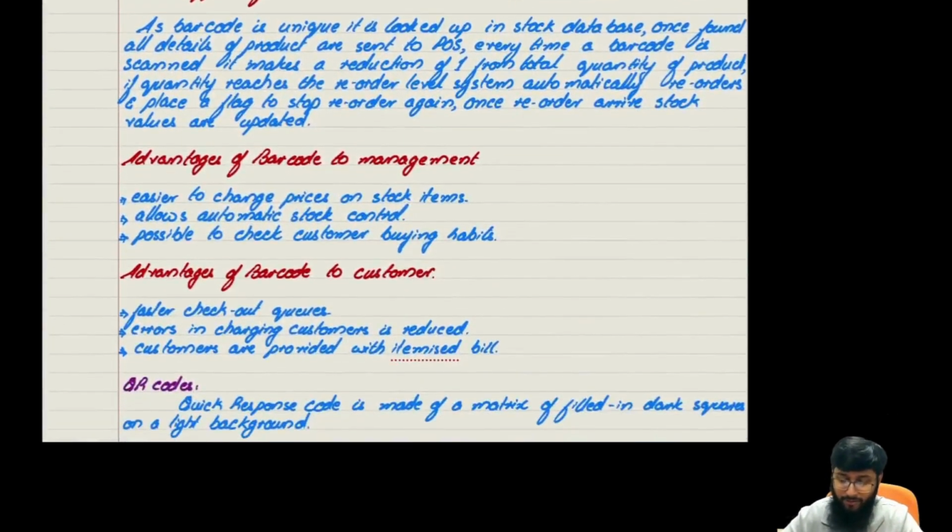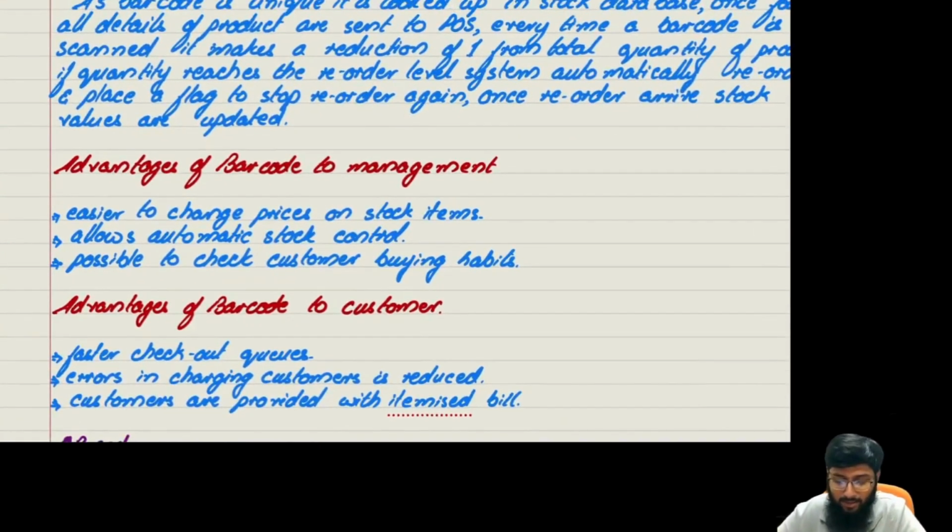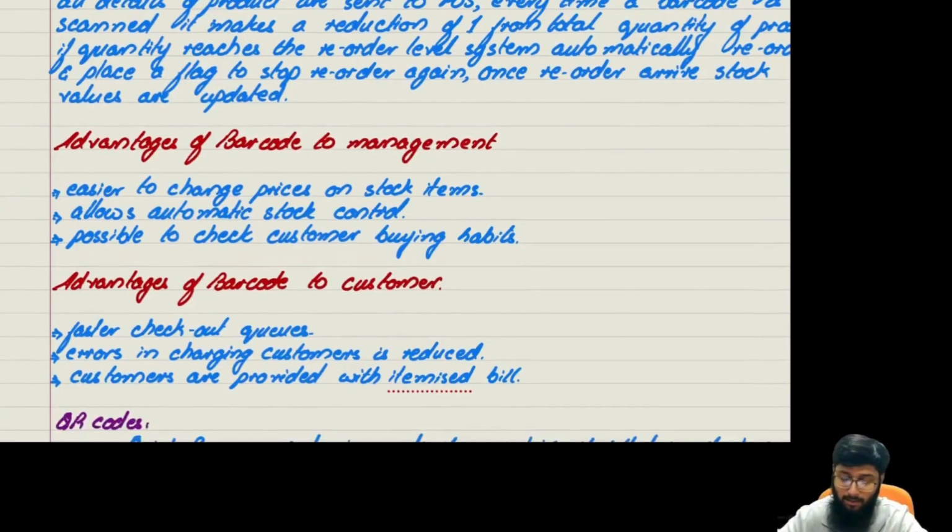Now there are a few advantages to the management, as well as a few advantages to the customer. To the management, what are the advantages? It's quite easier to change the price on the stock items. They allow automatic stock control, as well as allow you to check the customer buying habit, because you might see which product is sold more, so that you might know the purchasing habit of a customer.